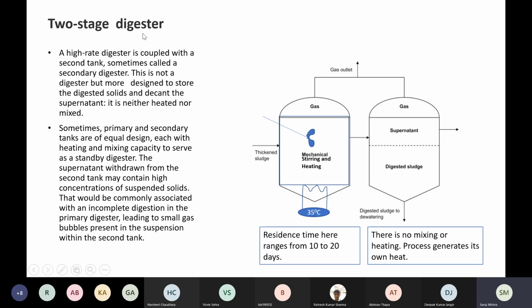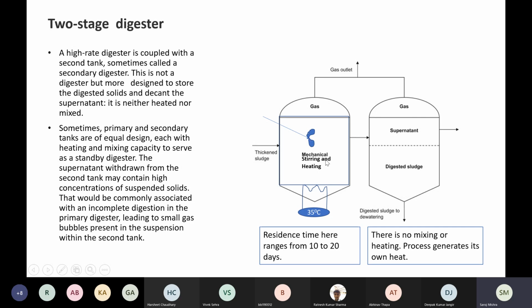There is a third type which is called a two-stage digester. In the first stage, it is exactly what you saw as a high rate digester. That is, you have temperature which is maintained, then there is mechanical stirring and heating going on. However, part of it is collected in a second storage tank, because thickened sludge is constantly passed into the reactor.